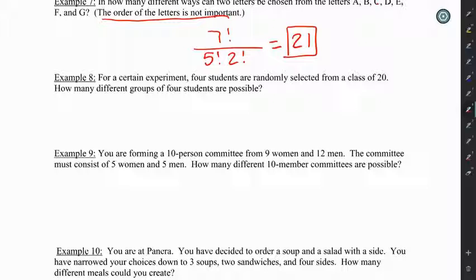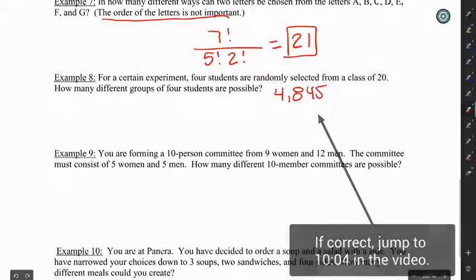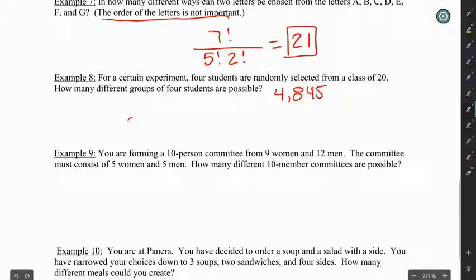The correct answer for question number 8 is 4,845. The reason this is the answer is because out of 20 students, we are choosing 4, which would be 20 factorial over 16 factorial times 4 factorial.